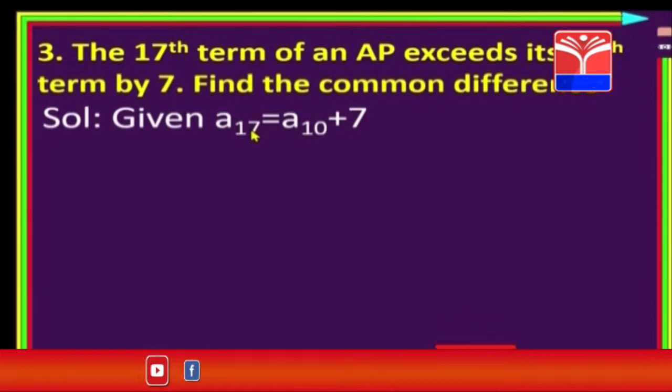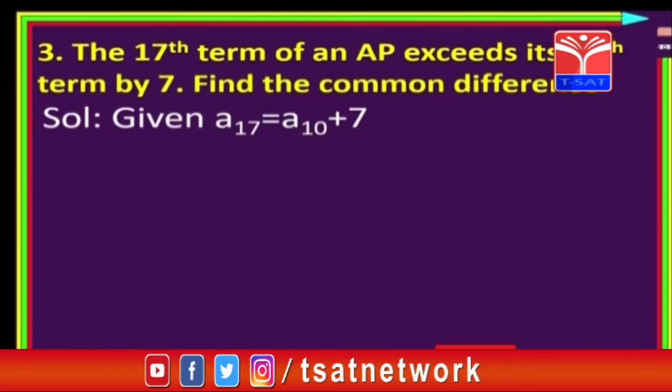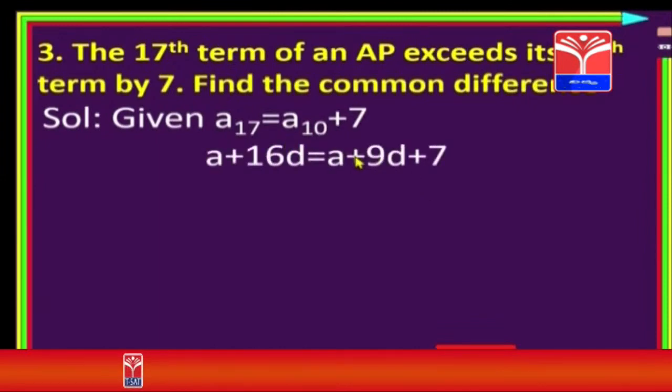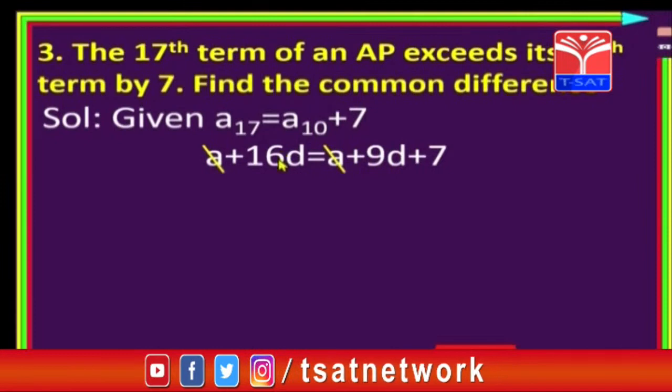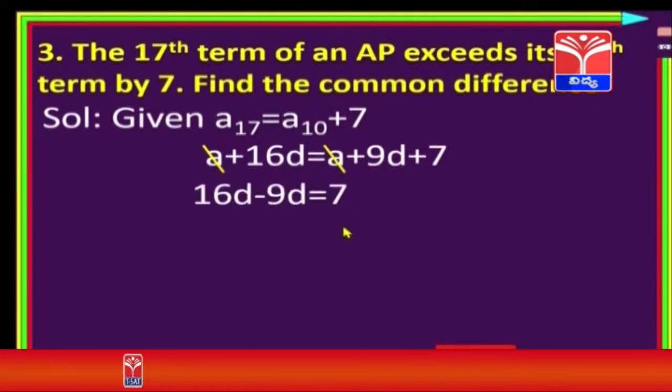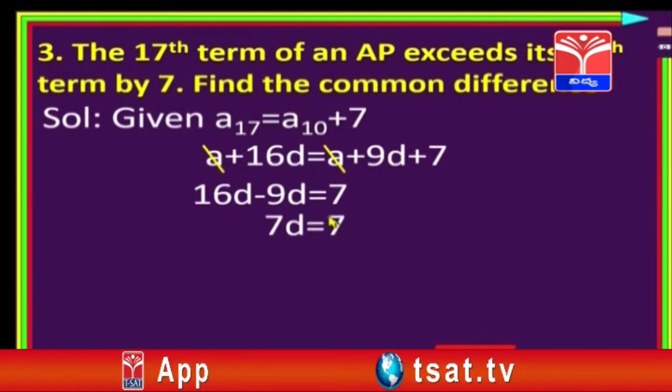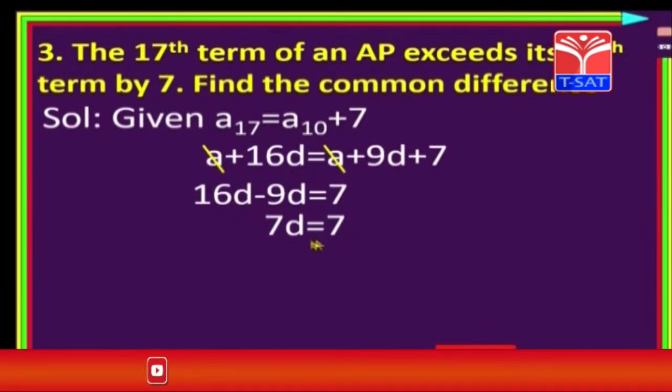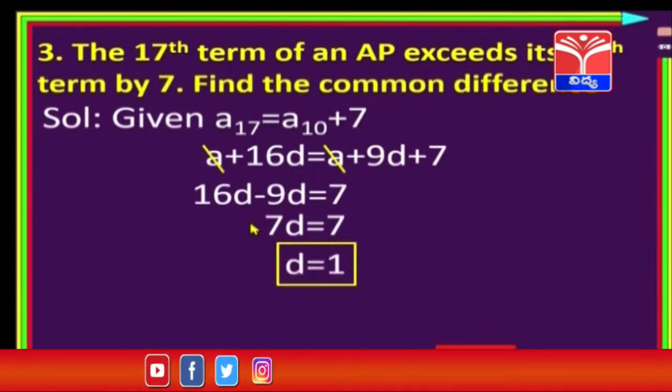Okay. Now as we know, what is A17? That is A plus 16D. What is A10? A plus 9D. Substitute here. A17 is A plus 16D, A10 is A plus 9D plus 7. Here both sides we have A, right? We can cancel it. Now bring 9D to the left hand side, we will get 16D minus 9D is equal to 7. 16D minus 9D is 7D which is equal to 7. So what is the value of D? D is equal to 7 by 7, so 7 by 7 cancel, we will get D is equal to 1. So this is one more problem.